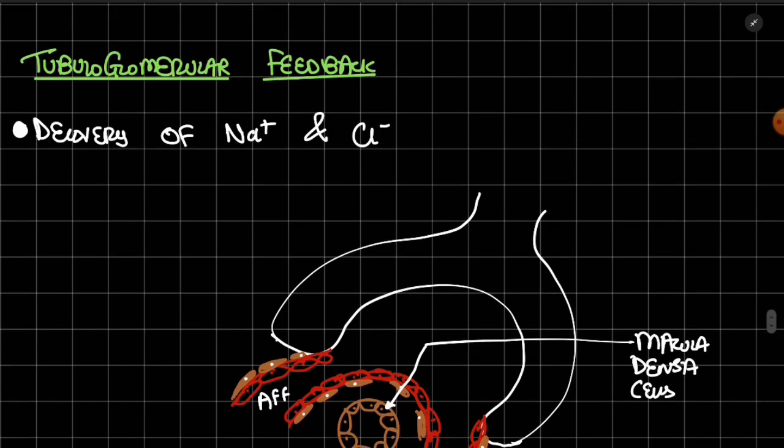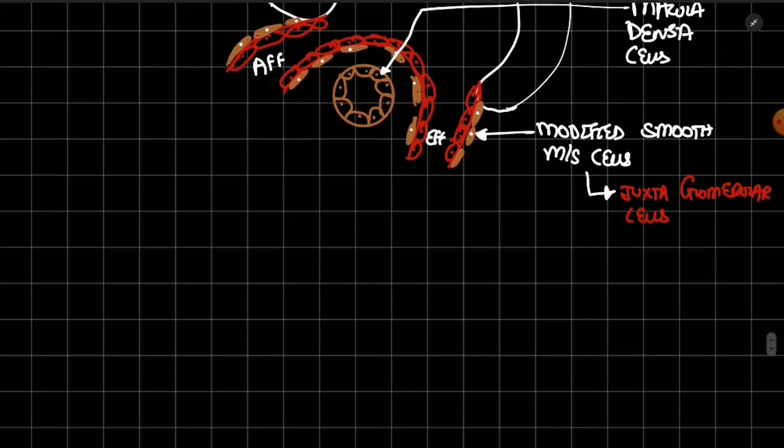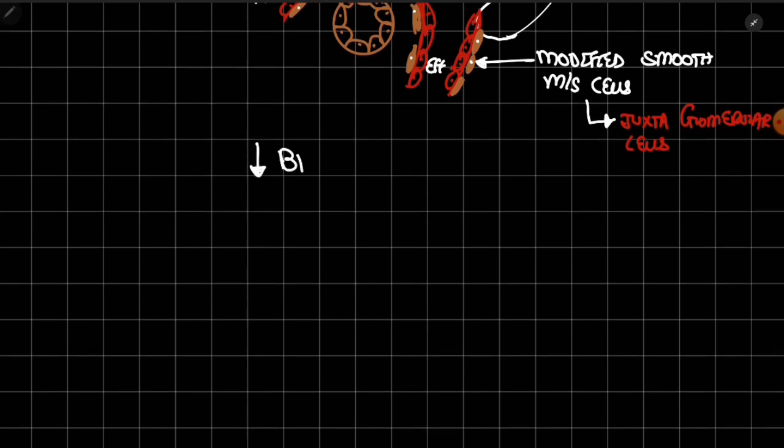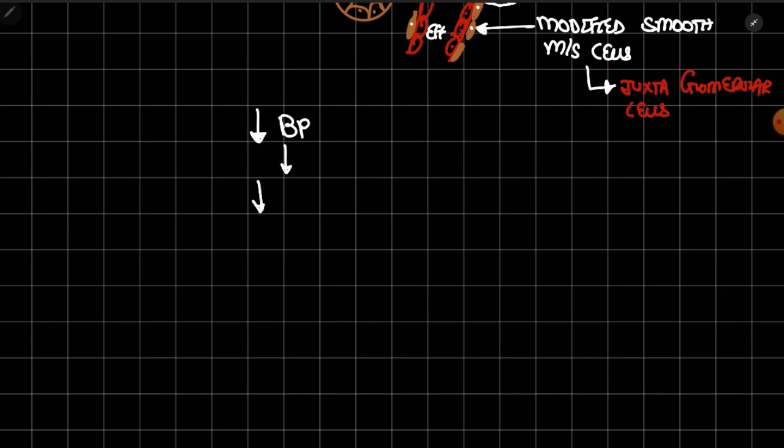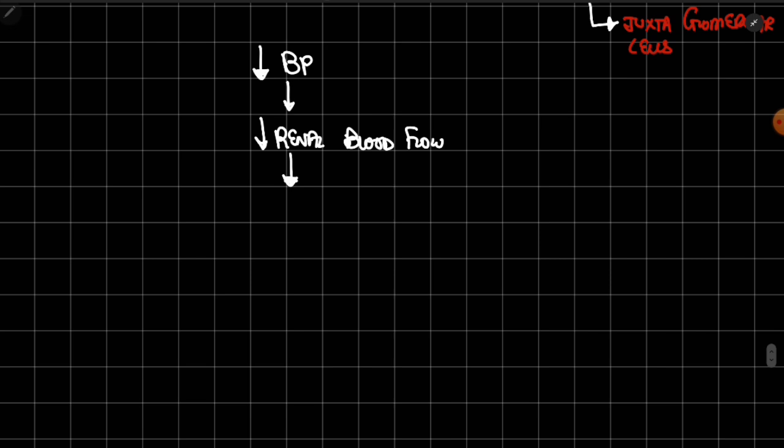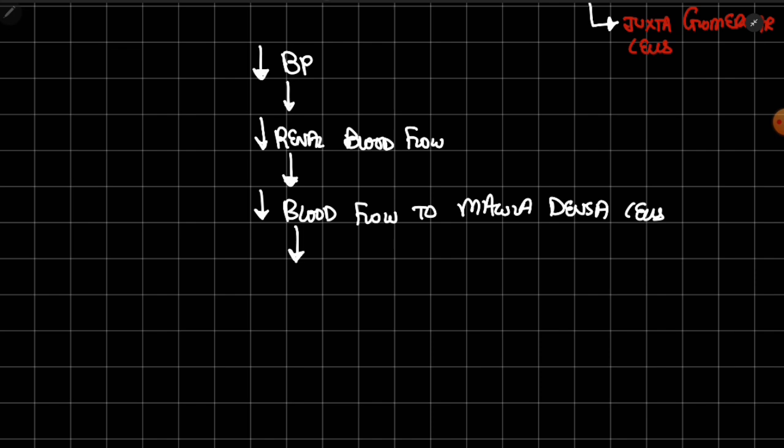First we will discuss the tubuloglomerular feedback. We have already written that it is basically the delivery of Na plus and Cl minus to the cells. So what happens if there is decreased blood pressure? If decreased blood pressure, there will be decreased renal blood flow. Since renal blood flow will be decreased, there is a decrease in blood flow to macula densa cells, so a decrease in delivery of Na plus to macula densa cells.